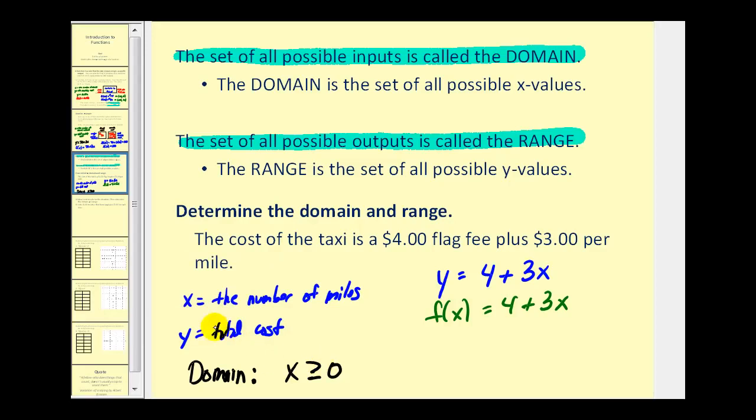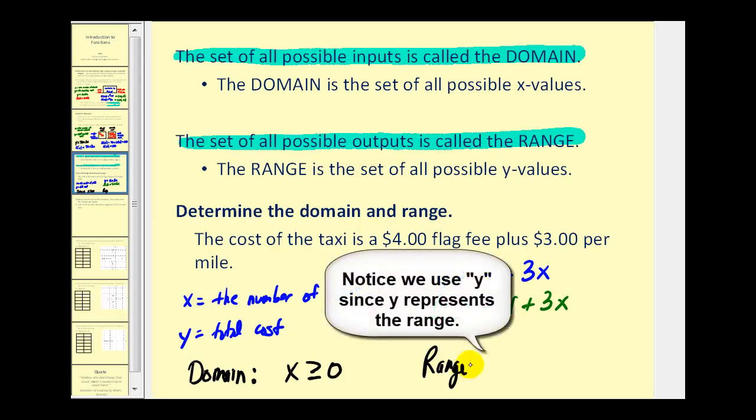Now the range are all the possible y values. We're looking at this cost equation. If we go 0 miles, we still have this $4 flag fee for calling the taxi. So the cost of the taxi is going to be $4 or more. So we could say that the range would be y greater than or equal to 4.